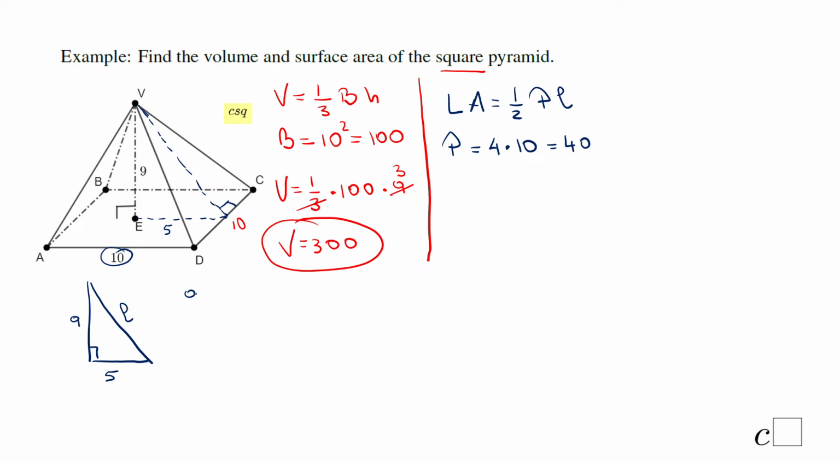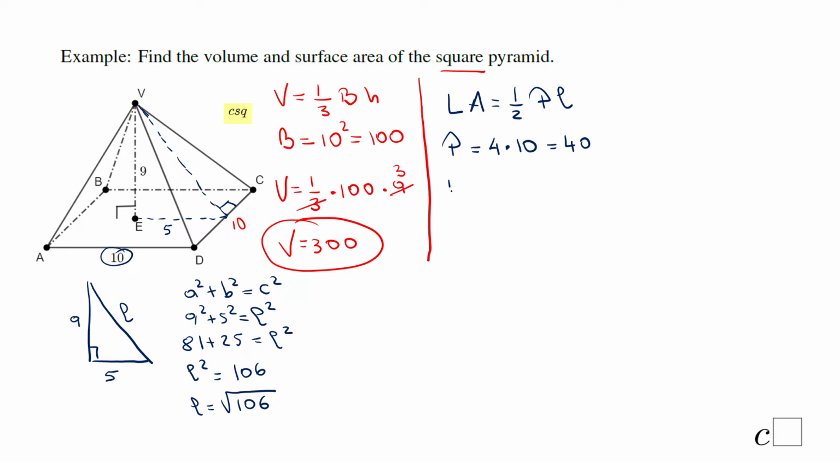We can use the Pythagorean theorem, a squared plus b squared equals c squared. We're going to have 9 squared plus 5 squared equals L squared. And we have here 81 plus 25 equals L squared, or L squared, the slant height, equals 106. So to find L, you have to just take the square root. I'm going to leave it like that. It cannot be simplified, by the way.